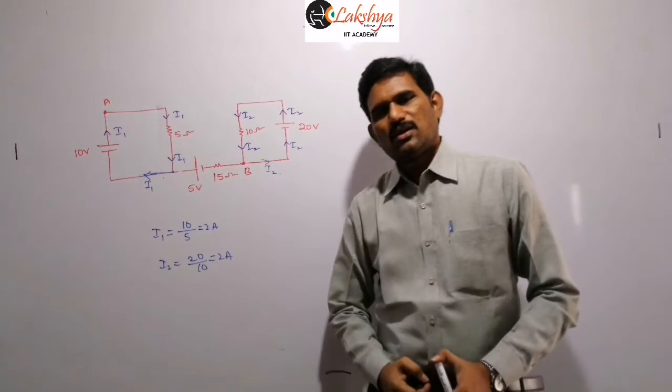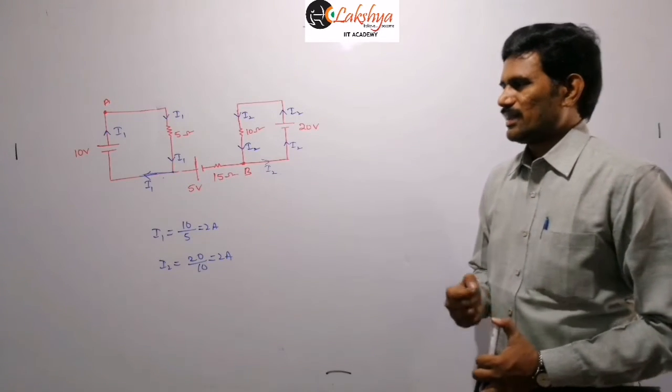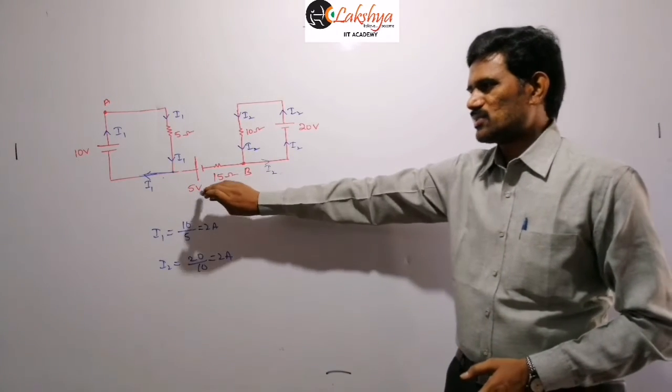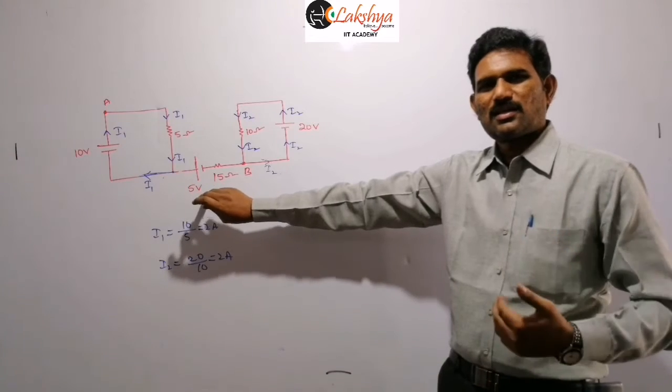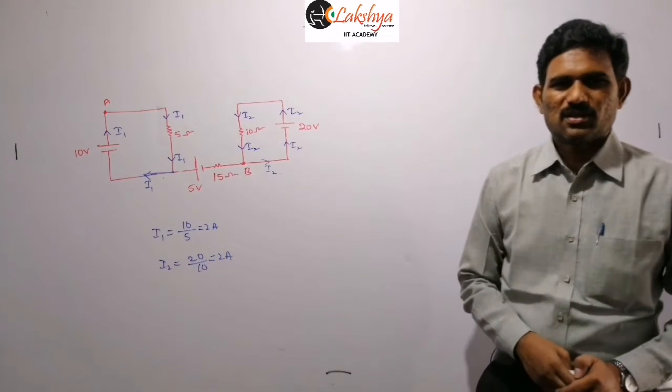Got it? You may have a doubt here. That doubt is, what about this cell? Here a cell is there, and a resistance is connected to the cell, so generally current should flow through the cell, right?